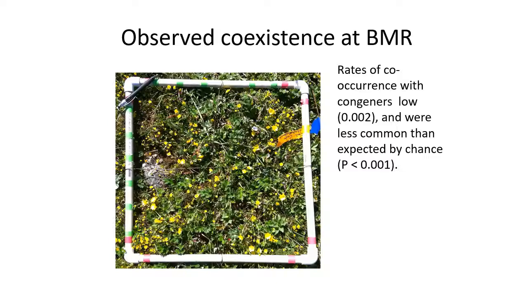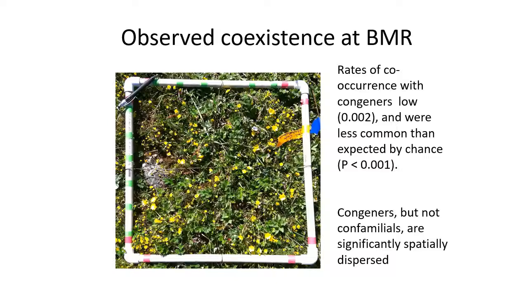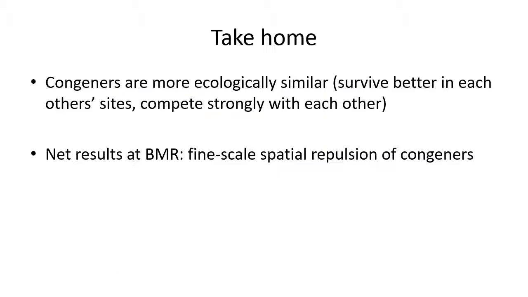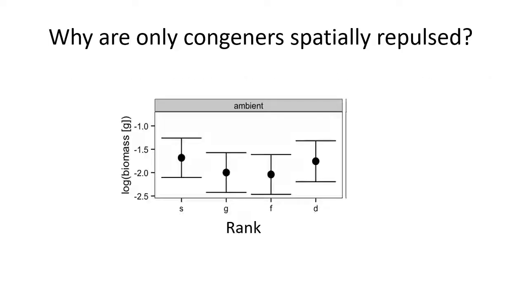And what we found was that rates of co-occurrence with congeners was very low and was way less common than expected by chance, and this is what our data predicted. Although congeners, but not confamilials, were more spatially dispersed. So to address what Darwin said, congeners are more ecologically similar, they survive better in each other's sites, and they compete more strongly with each other, so there are conflicting effects of ecological similarity. And the net result of that at Bodega was fine-scale spatial repulsion of congeners.